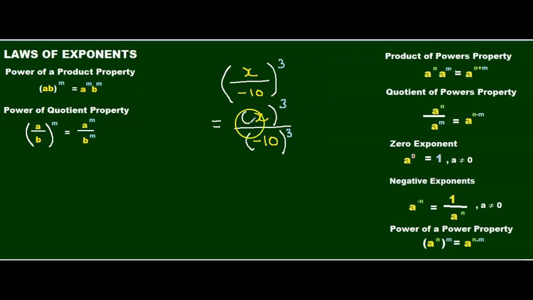If you notice again, I have my parentheses around each of the bases, so we keep track of our negatives in there while we do our exponents. So that equals x cubed over, now it's an odd number of negatives, so we still retain that negative. 10 to the power of 3 is 1000. That's how we solve that.